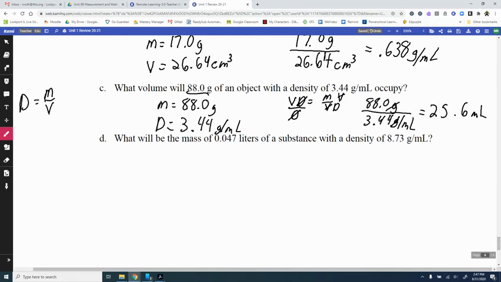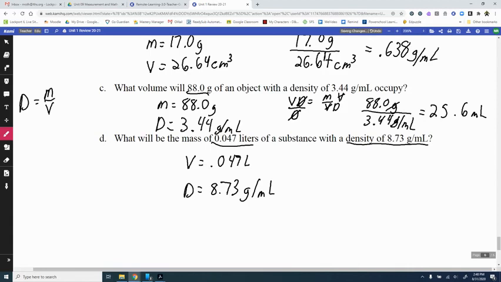Okay. All right, last one. What would be the mass of 0.47 liters of a substance with a density of 8.73 grams per milliliter? So this time we have liters, so that's volume, 0.47 liters. And we have density, which is 8.73 grams per milliliter.